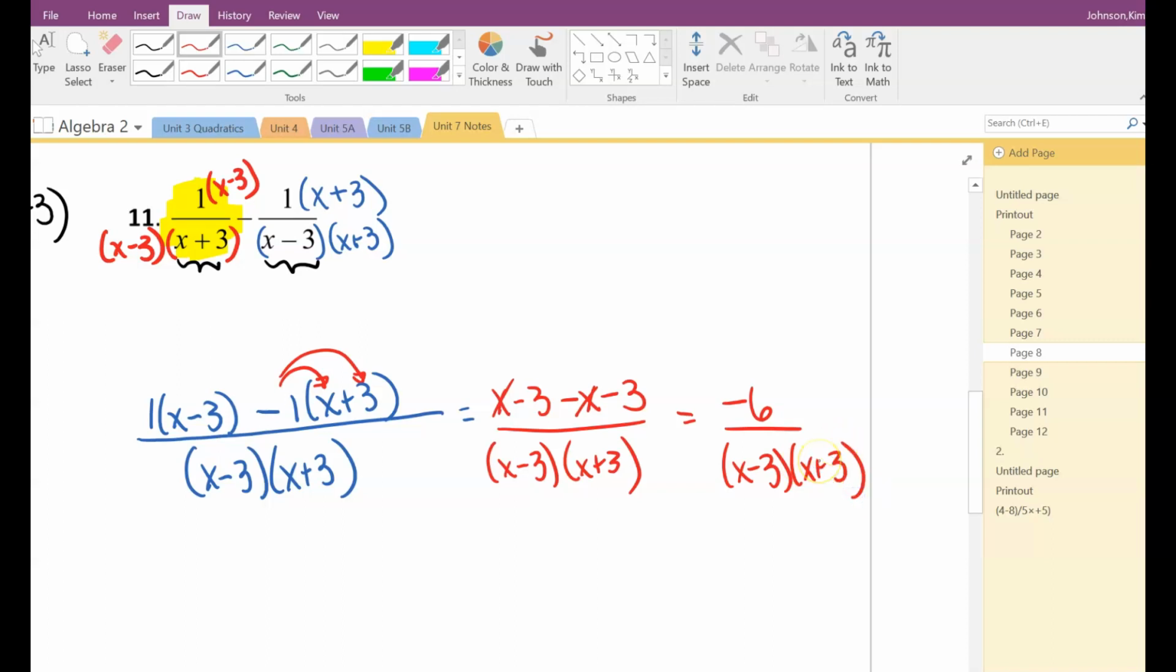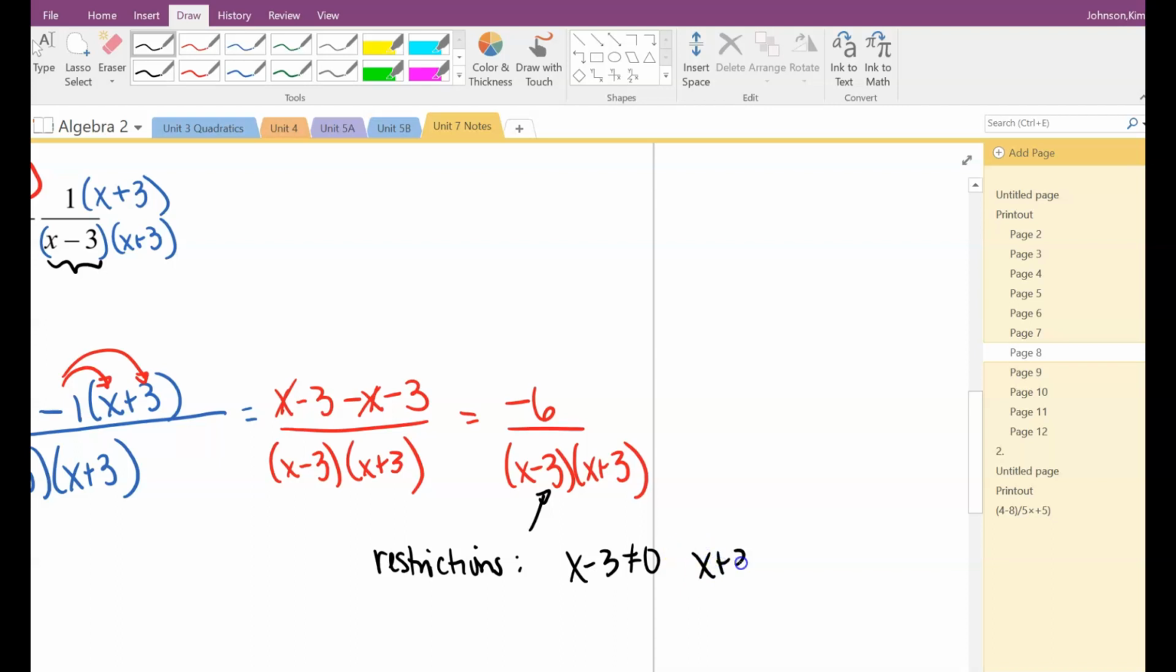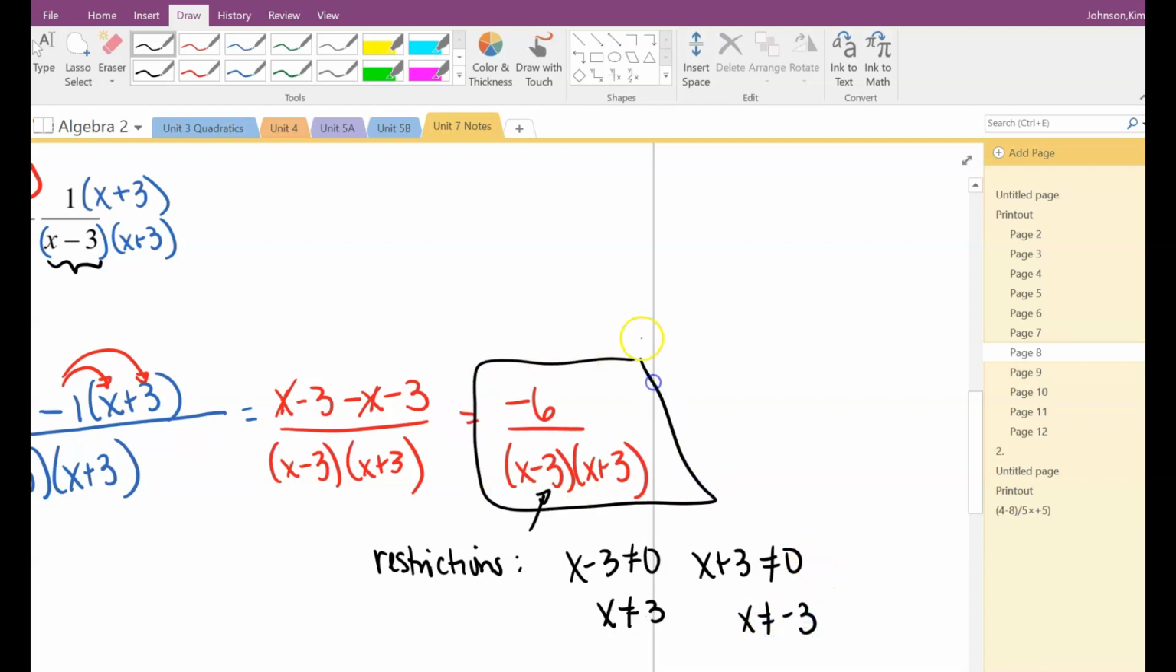I don't have any common factors between the numerator and denominator, so my restrictions come from this denominator here. X minus 3 can't equal 0, and the expression x plus 3 can't equal 0. So that means x can't equal 3, and x can't equal negative 3. Final answer is the expression negative 6 over x minus 3 times x plus 3.